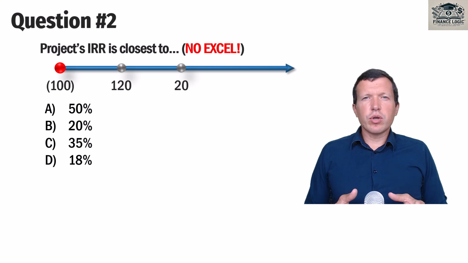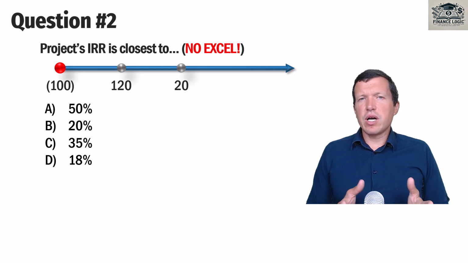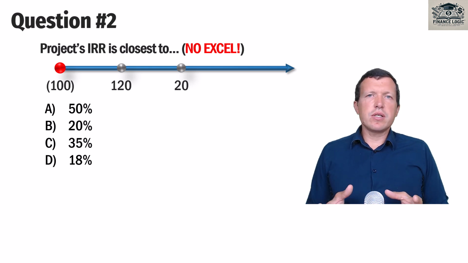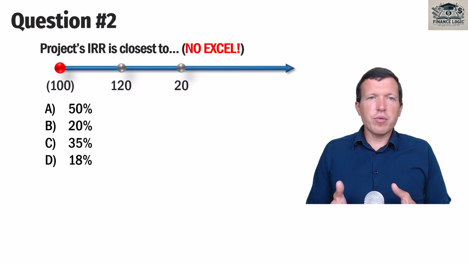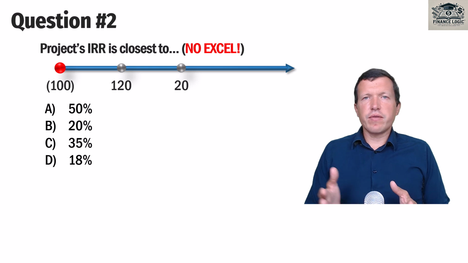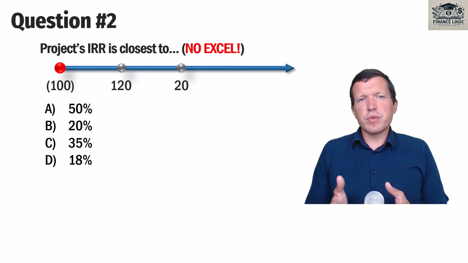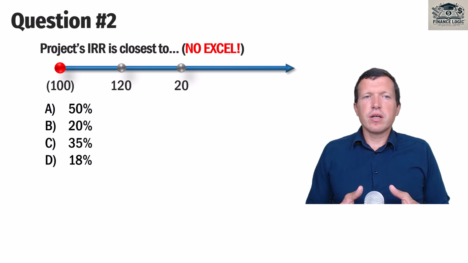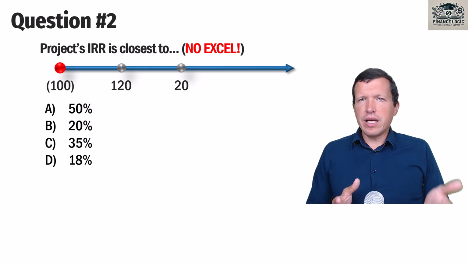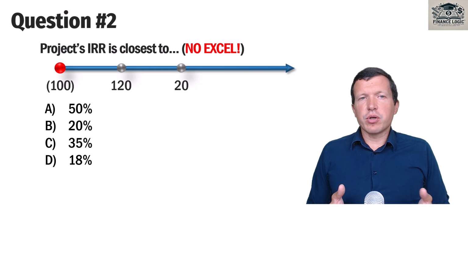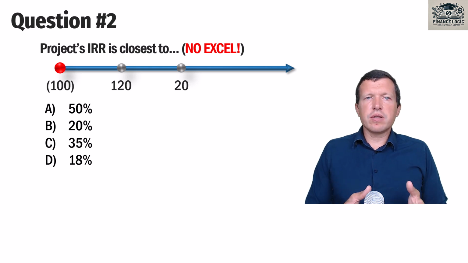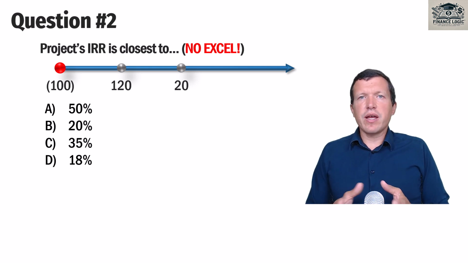So let's take a look at the numbers. If we invest 100 and we get 120, it is 20% per year. Because IRR has reinvestment assumption, we assume that we can reinvest 120 till the project end. So it means that IRR of this project cannot be less than 20%. Because it's 20% when we invest 100 and we earn 120, and that's all.